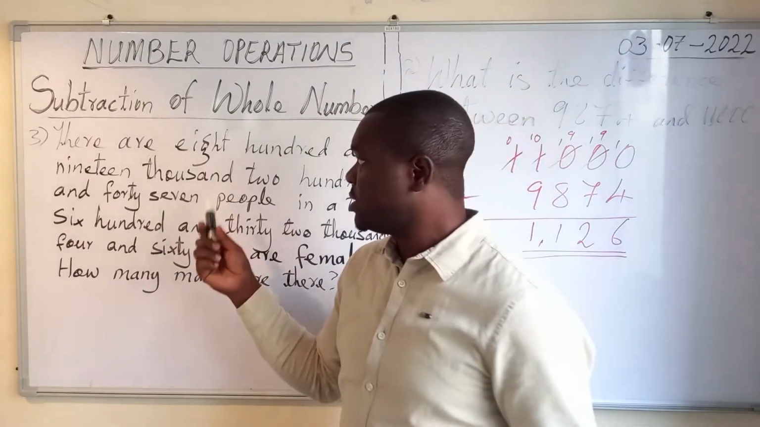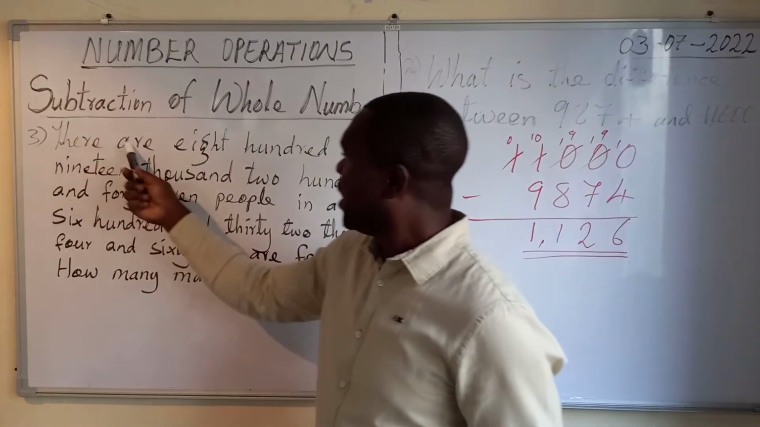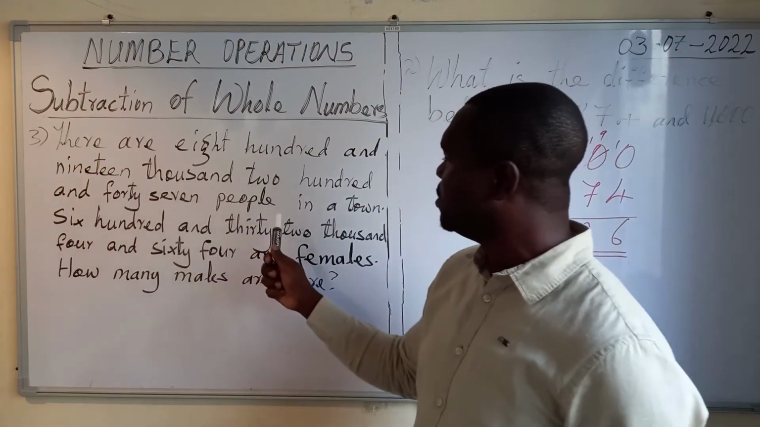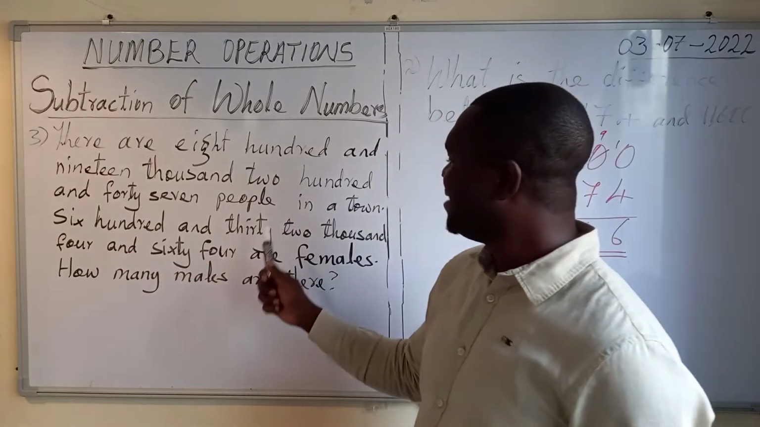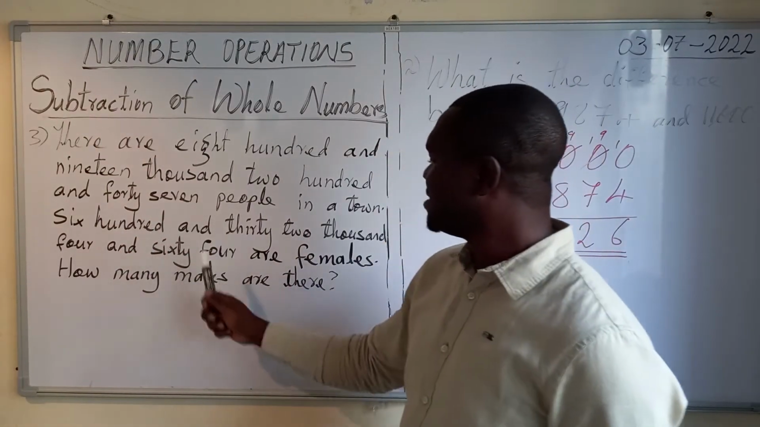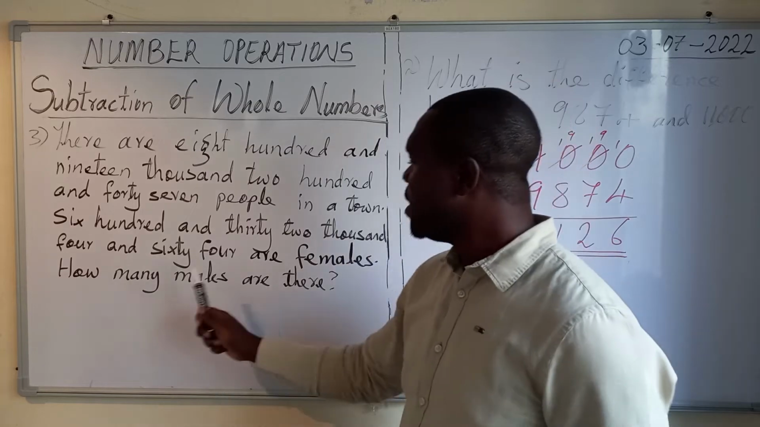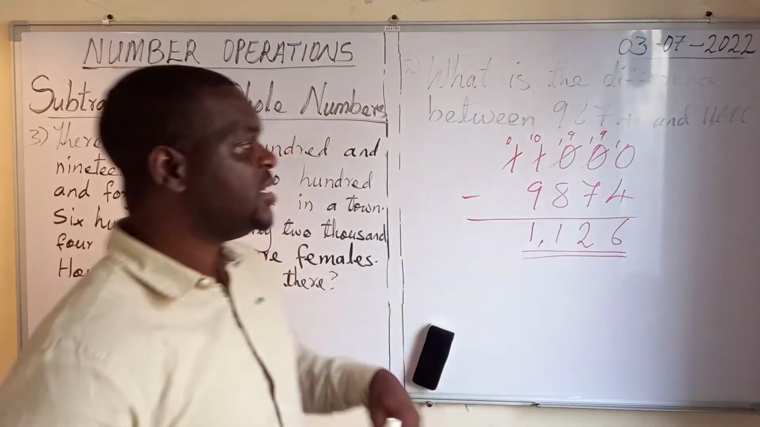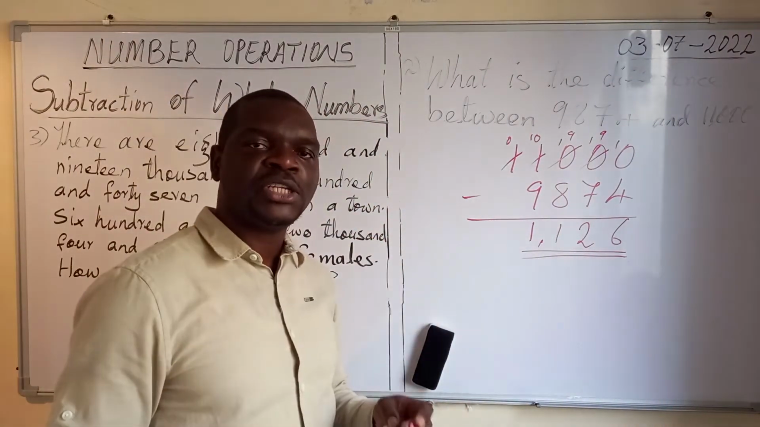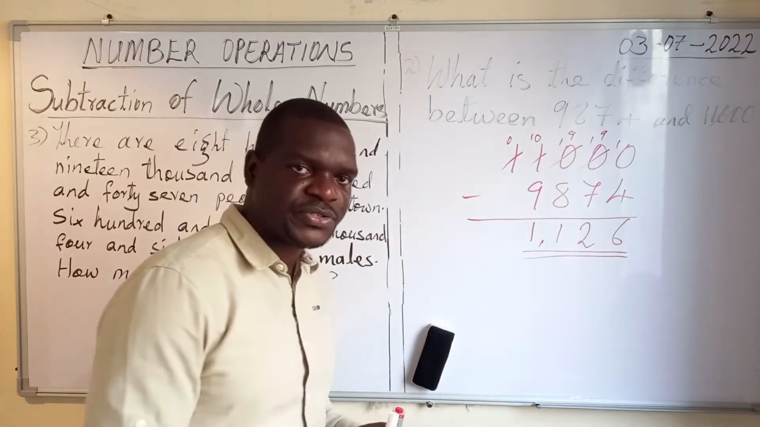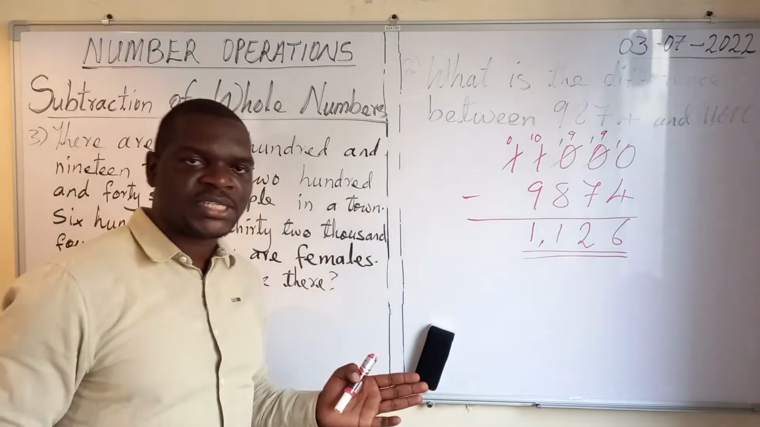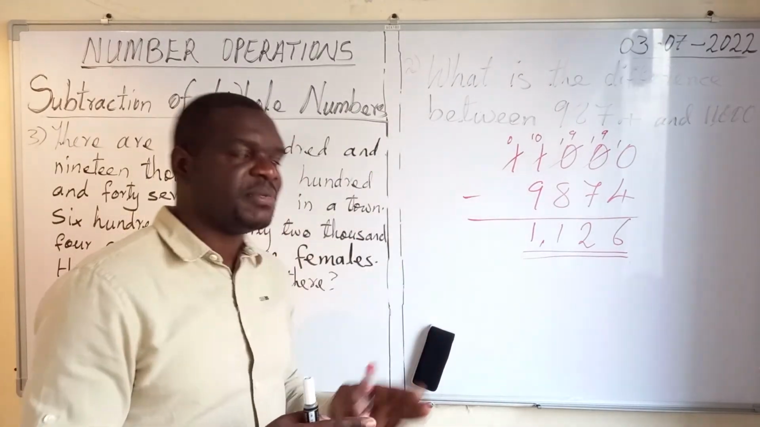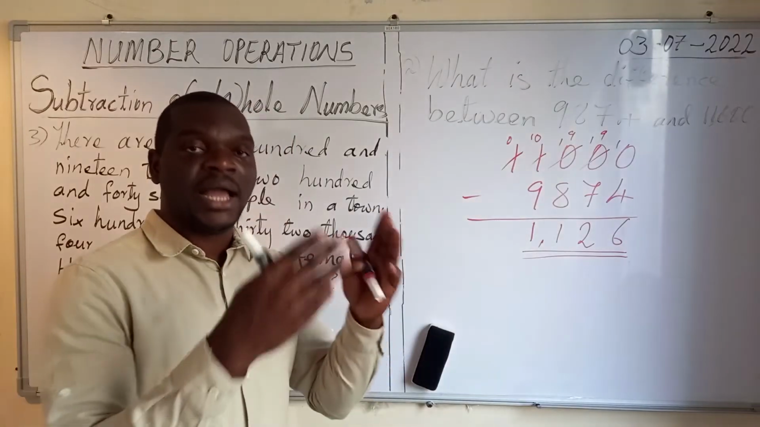Okay, the question, this third example, is: there are 819,247 people in a town. 632,464 are females. How many males are there? Here, there is nothing that big, but it's just to try and apply our knowledge of writing numbers in figures. So the numbers here are written in words. We have to write the numbers out in figures, then arrange them as in the previous example, and do the subtraction.